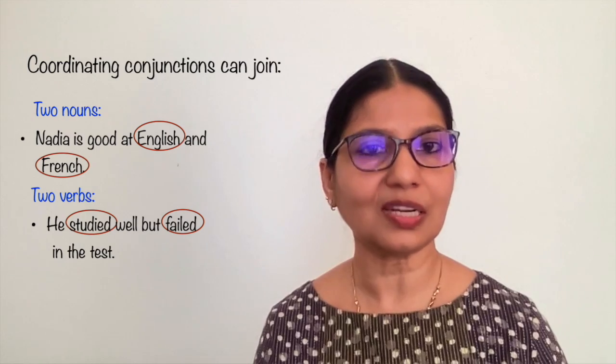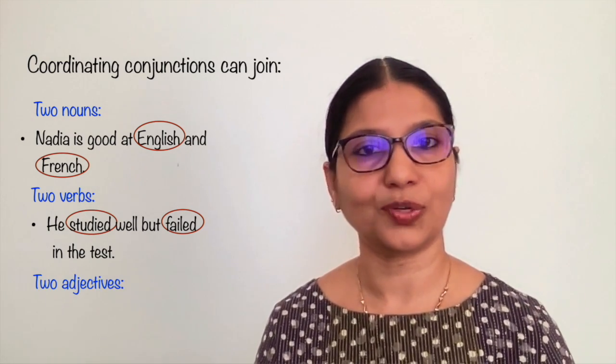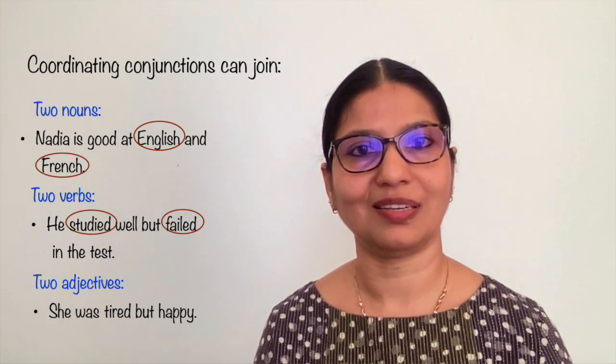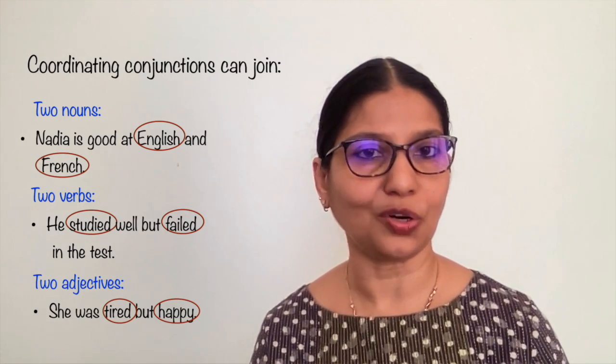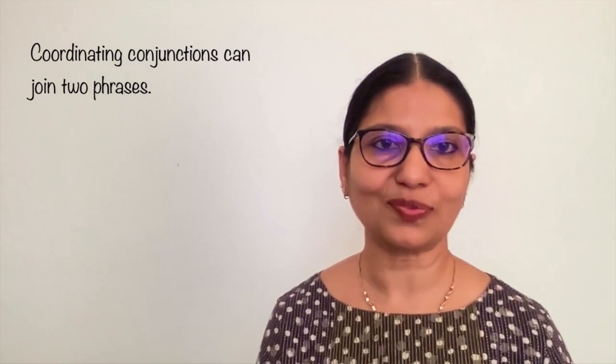Sometimes a coordinating conjunction can also join two adjectives. So here you have an example. She was tired but happy. So you have tired and happy, which are two adjectives, being joined with the help of a conjunction, but. Other than words, coordinating conjunctions can also join phrases. So that takes us to the next question.